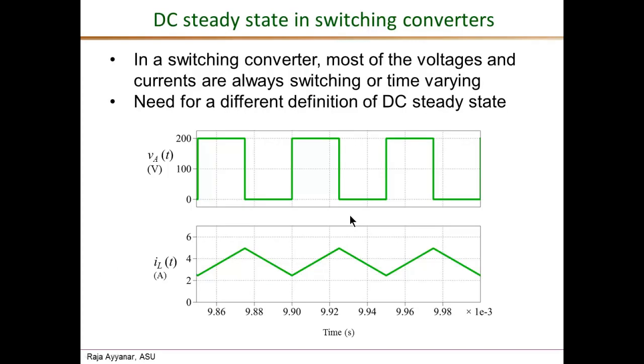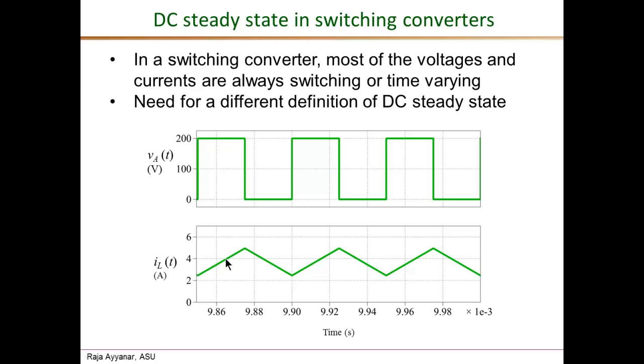Now, coming to the switching converters, we see a big difference. In switching converters, even in steady state, most of the voltages and currents are either switching waveforms or at least they are time varying. So I'm showing two examples. In any converter, this pole output voltage would be a switching waveform. It is equal to V_d when the switch is on, and it's equal to 0 when the Q signal is 0. So it's always a switching waveform.